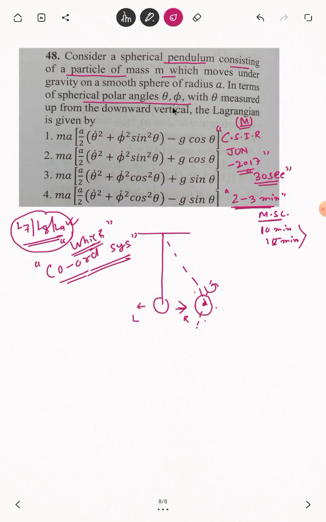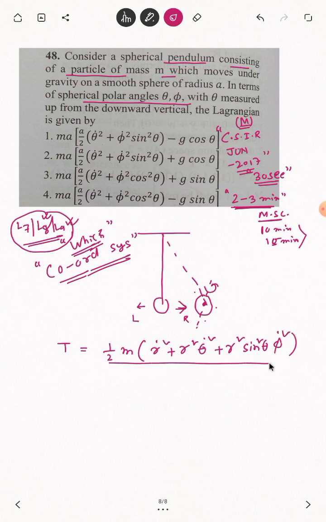And we all know that in the spherical polar coordinate system, which we discussed in lecture number 8, the kinetic energy T is given by half m times r dot square plus r square theta dot square plus, finally, replacing r by r sine theta, r square sine square theta phi dot square. This was the expression for kinetic energy.